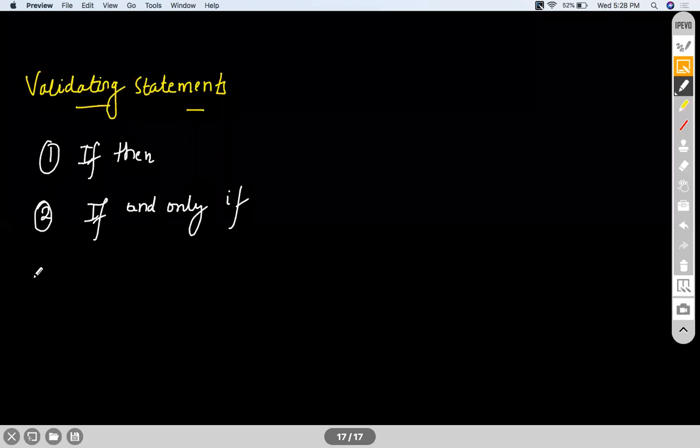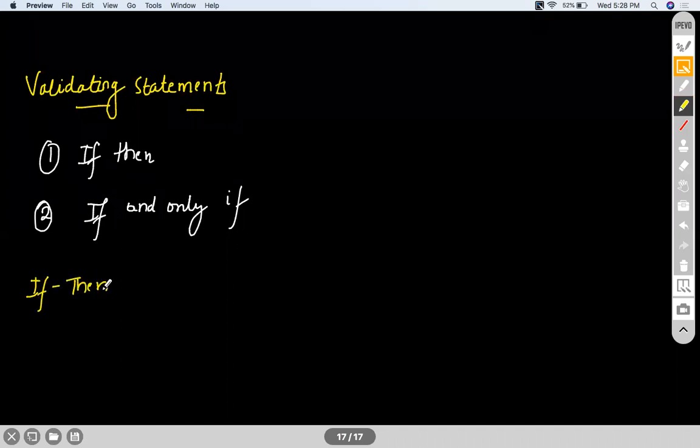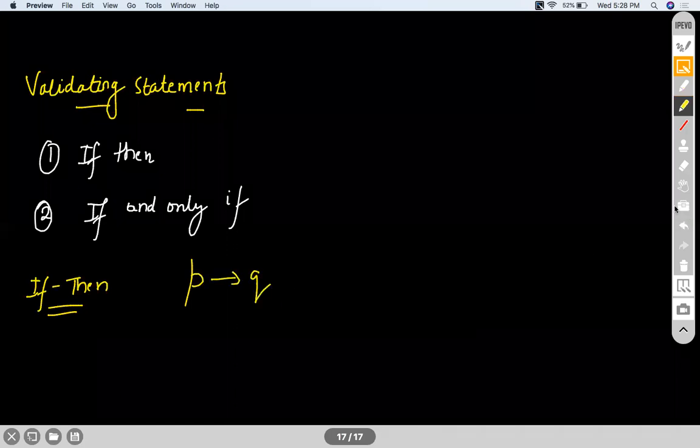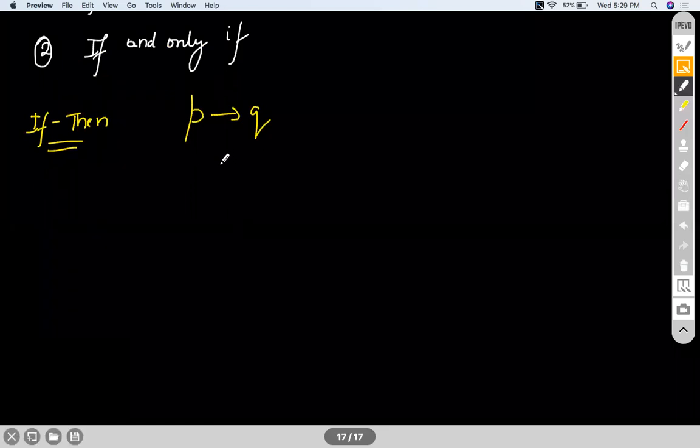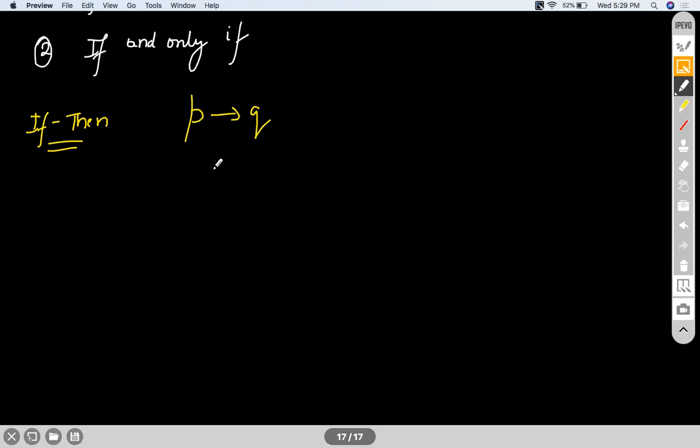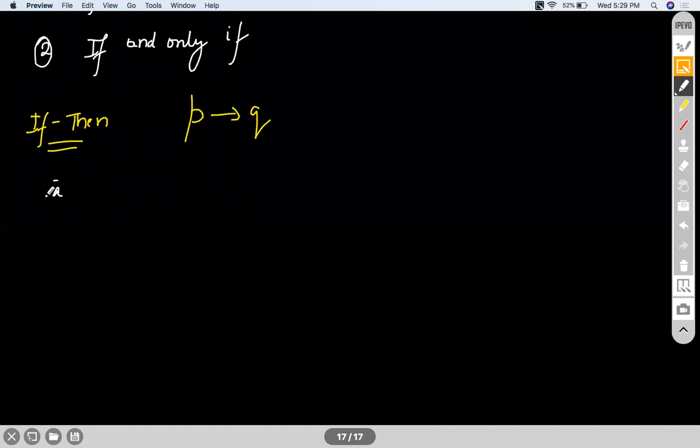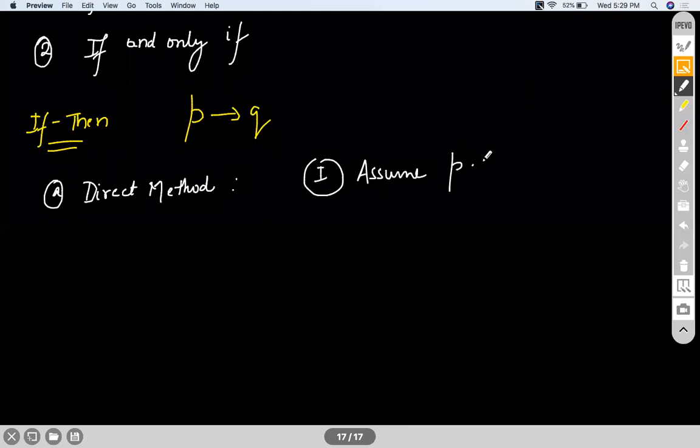Okay. So first, let us start with if-then. So if you have been given any statement, which is an if-then implication, that is if P then Q, then we normally have three ways to prove it. The first method is what we call as the direct method. In this method, what we do, we follow these two steps. We first assume that P is true.